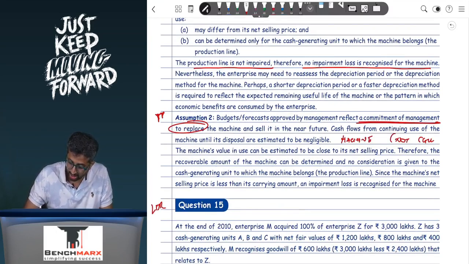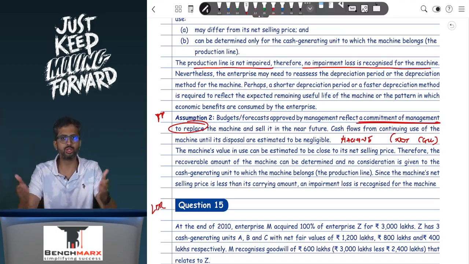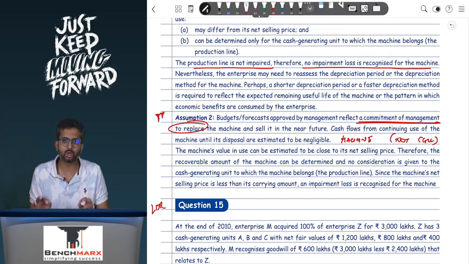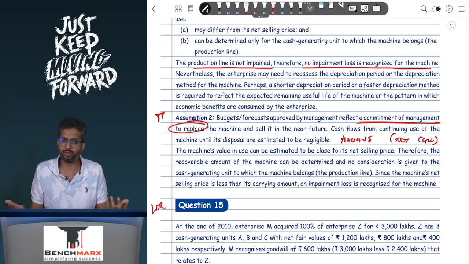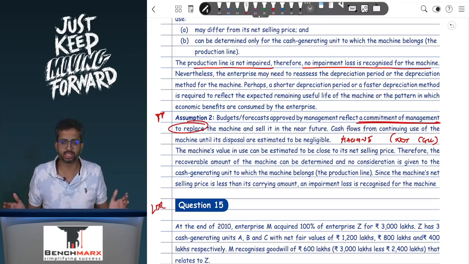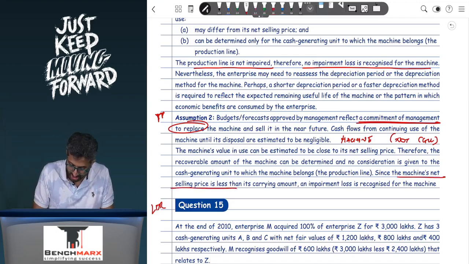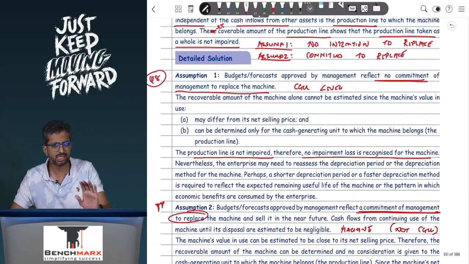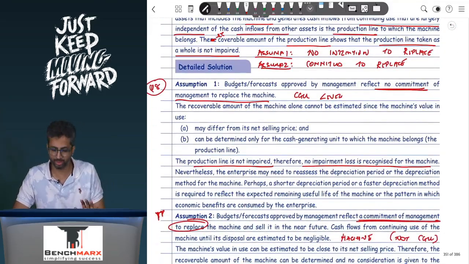You need not go to the CGU level. Sir, how will we know? Well, if the question does not tell you anything, we will assume that the machine can either be used or it can be sold. But if the question very categorically tells you that we intend to sell the machine, then we are not going to use it, and hence the machine can recover maximum 36 because it can't be used. So over here, since the machine's net selling price is less than the carrying amount, impairment loss is recognized for the machine in this particular case. So this is a theory case in your study material in case you want to replace the machine.